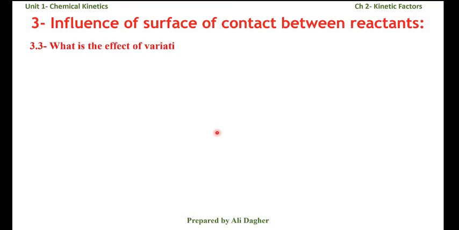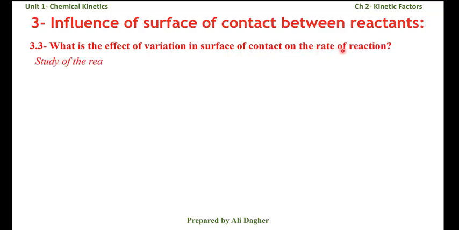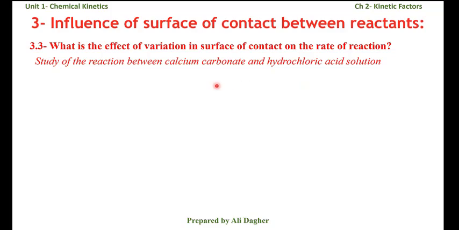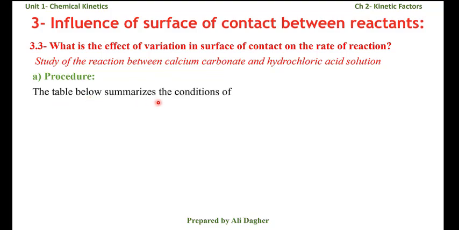Now, what is the effect of variation in surface of contact on the rate of reaction? We will study the reaction between calcium carbonate and hydrochloric acid solution using different sizes of calcium carbonate, which is the solid reactant, and then we will deduce the effect of the surface of contact on the rate of the reaction. Procedure. The table below summarizes the conditions of the experiment.